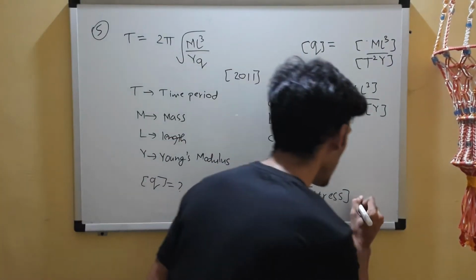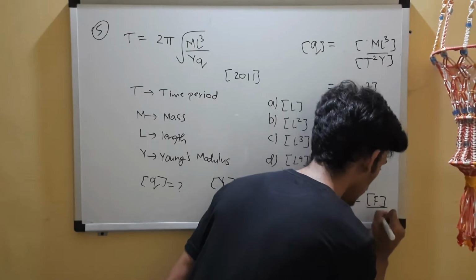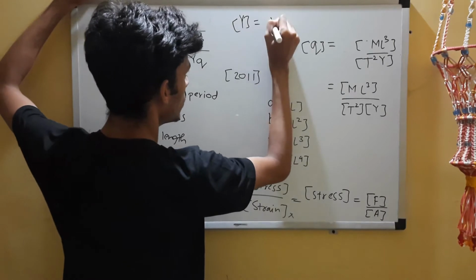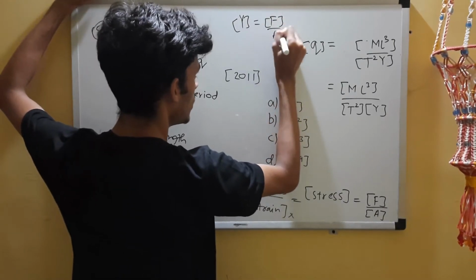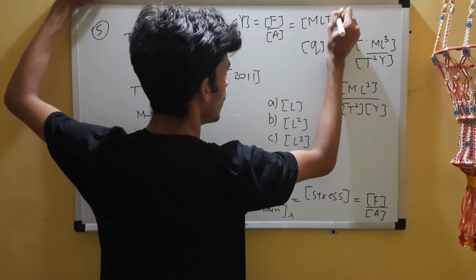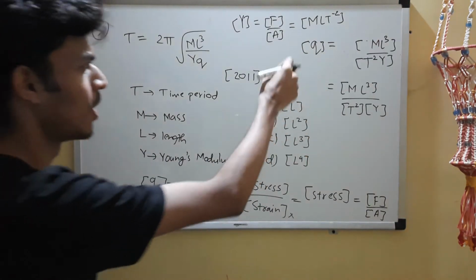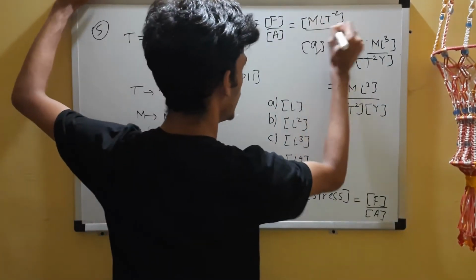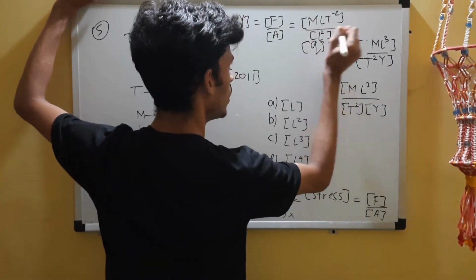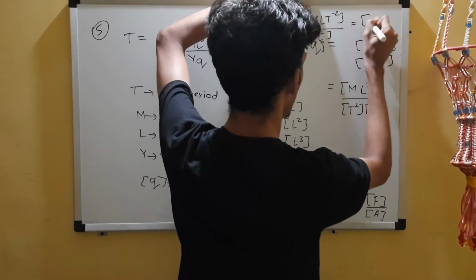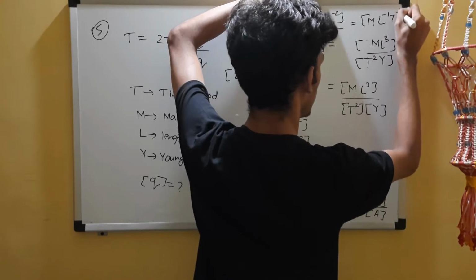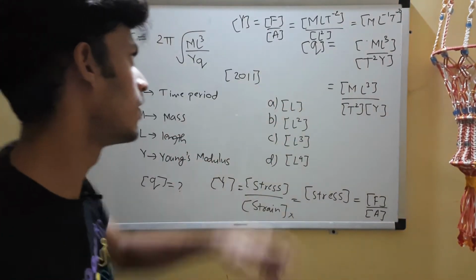Stress is nothing but force by area. So just find the dimensions of this. Force by area. Let's do it over here. Force is mass into acceleration, mass into meter per second square, M L T raised to minus 2, right? Area is length square, meter square, right? Now simplify that. That will go on top as minus 2, and here we will get minus 1. So M L minus 1 T raised to minus 2.